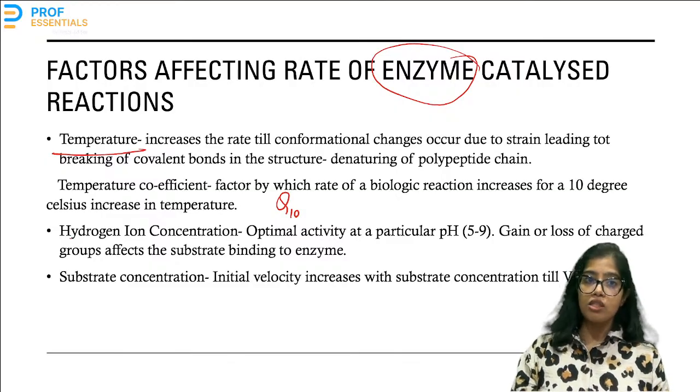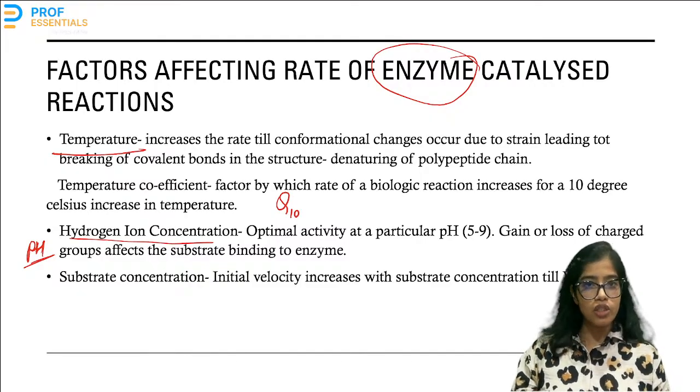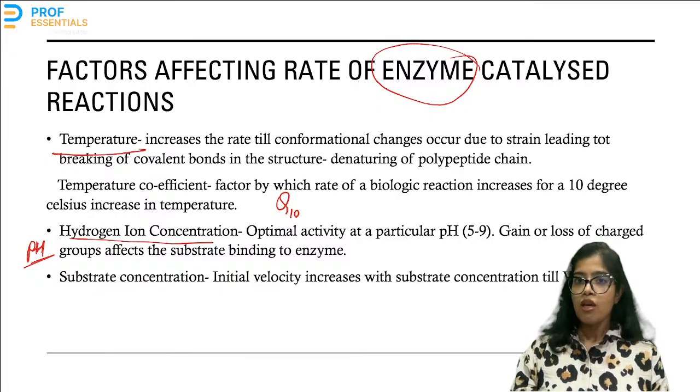Hydrogen ion concentration. What is hydrogen ion concentration? It is pH, right? The negative logarithm of hydrogen ion concentration is the pH of the solution. So pH is the acidity or alkalinity of the solution. Every enzyme catalyzed reaction requires an optimal pH for its activity. For the enzymes inside the human body, the optimal pH is around 5 to 9.